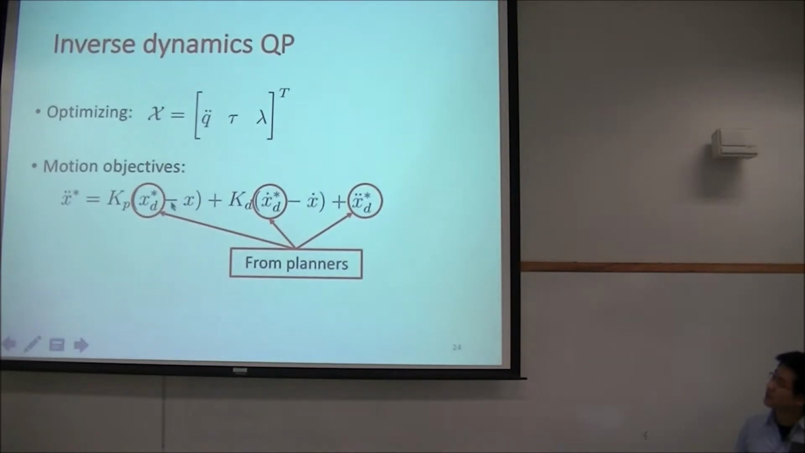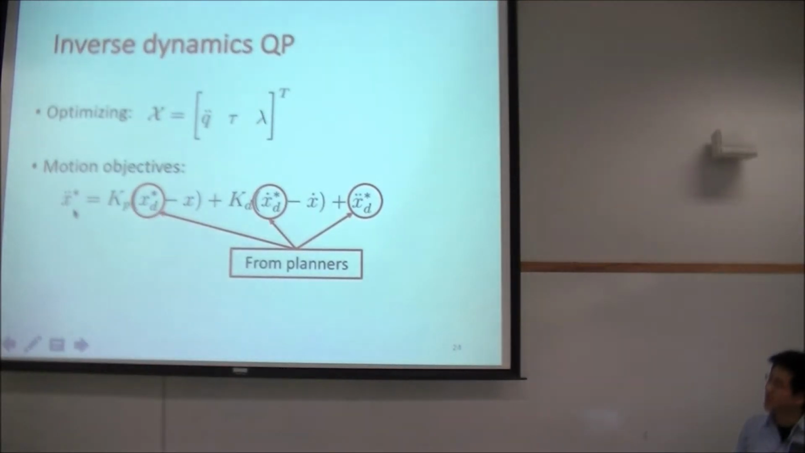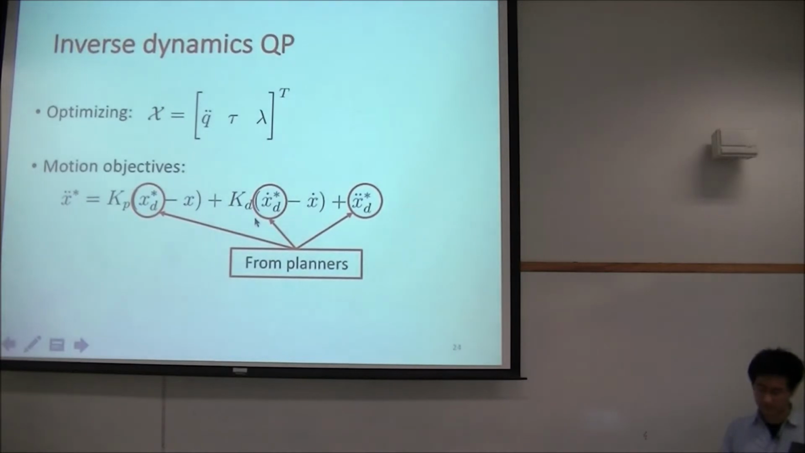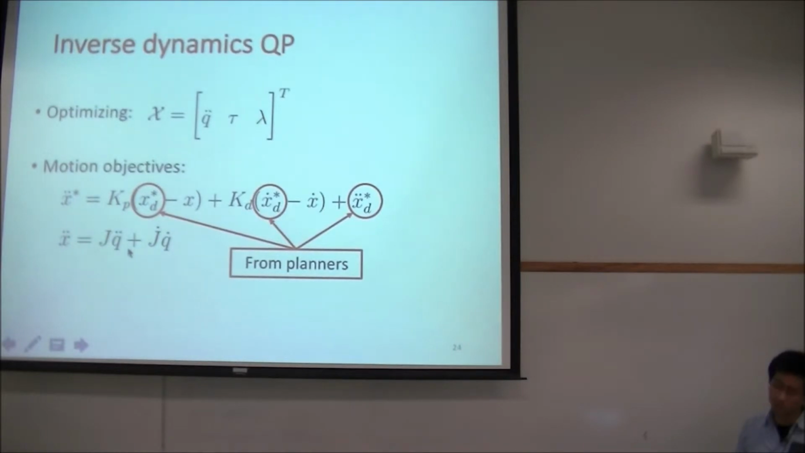So these three, the position, velocity, and acceleration, are the planned values. They come from the planners, they come from the splines for the swing foot. And on the left side, this is the input to the quadratic program, to the inverse dynamics solver. So I'm having a PD form, basically, plus a feed-forward acceleration. And we can use this equation to relate the Cartesian acceleration here with respect to the joint accelerations, that is q double dot.